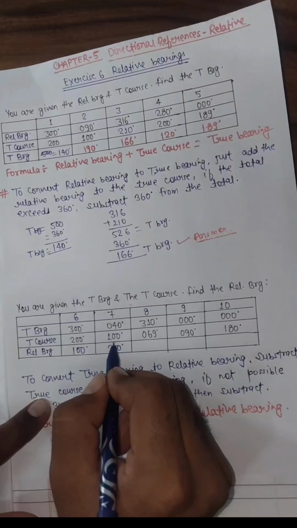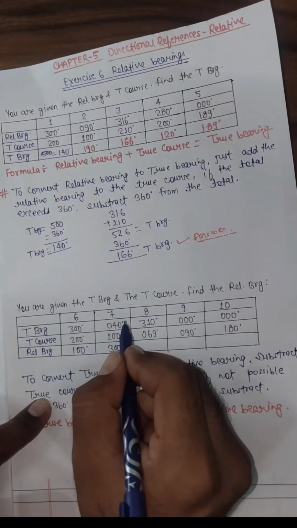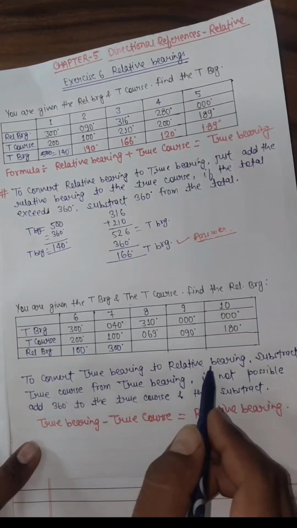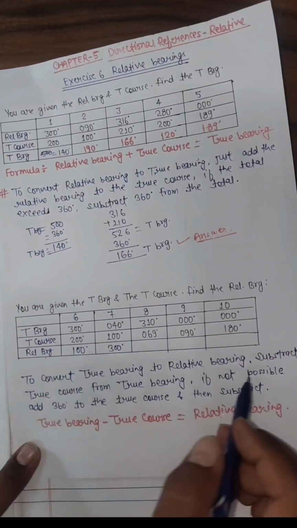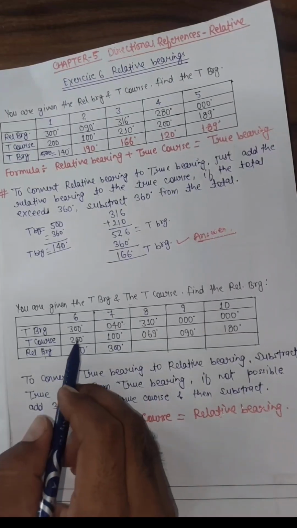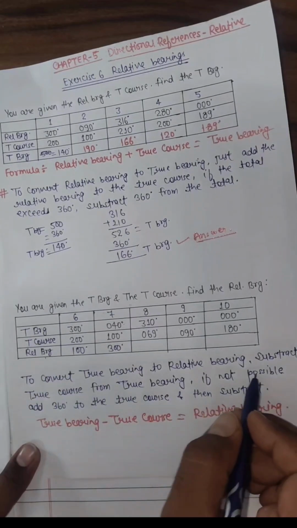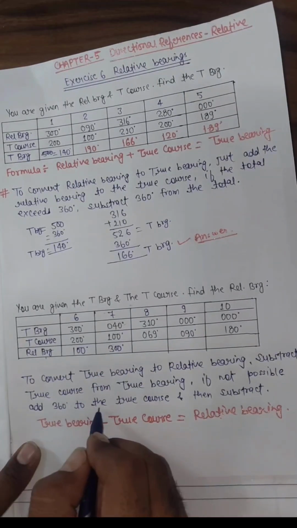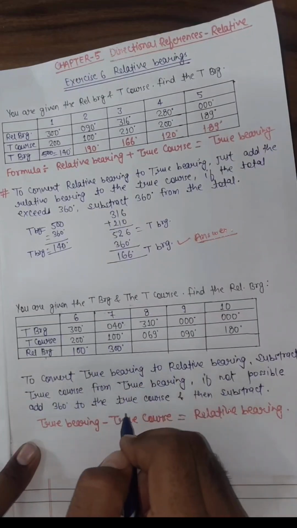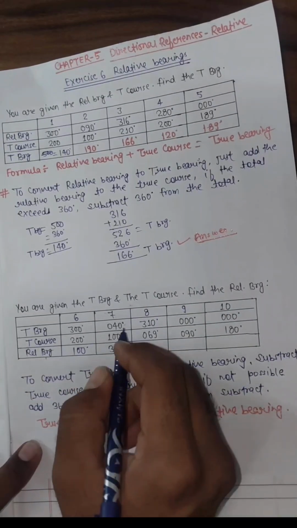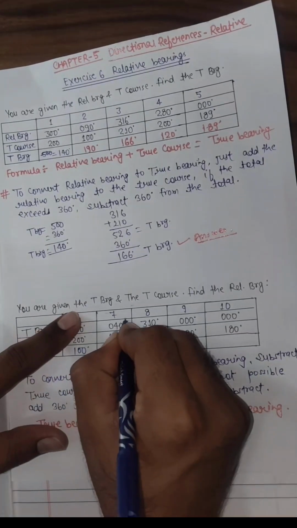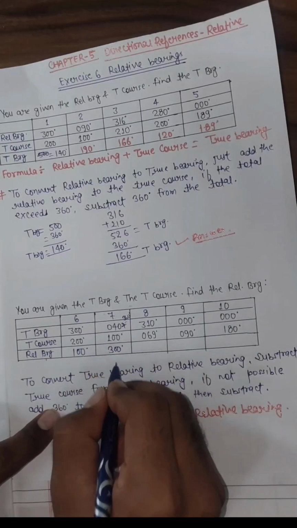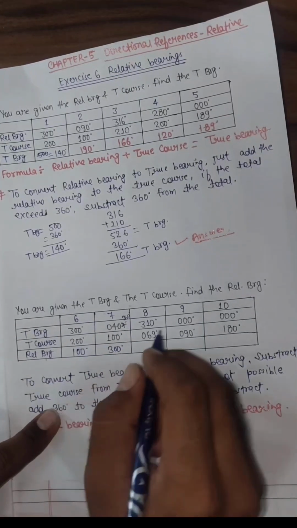If the true bearing is less than the true course, you have to add 360 degrees to the true bearing. Here the convention is given: to convert true bearing to relative bearing, subtract the true course from the true bearing. If it is not possible to subtract, then add 360 degrees and then subtract. So it will become 400 degrees. So 400 degrees minus 100 degrees would be 300 degrees, that is your relative bearing.